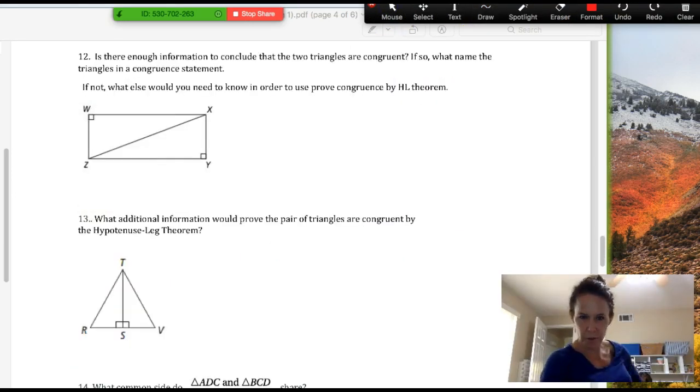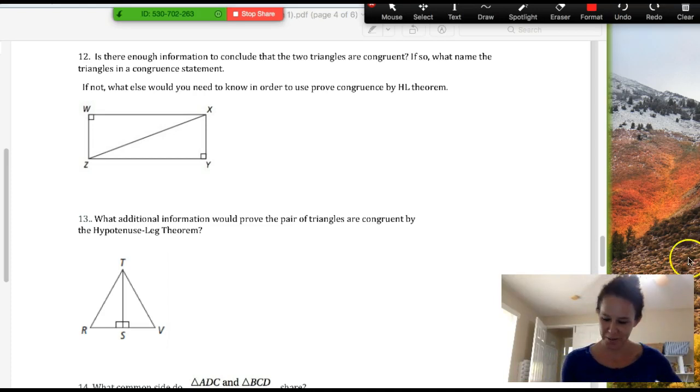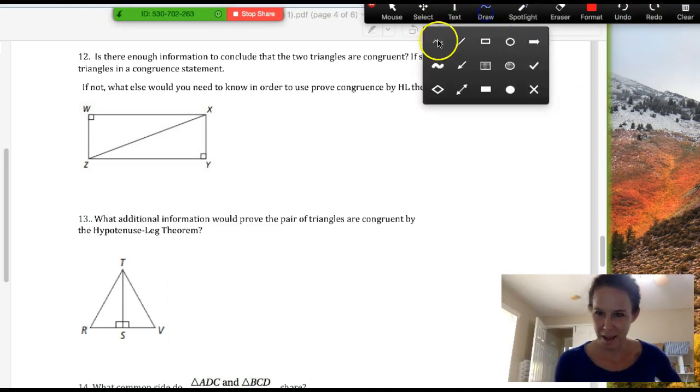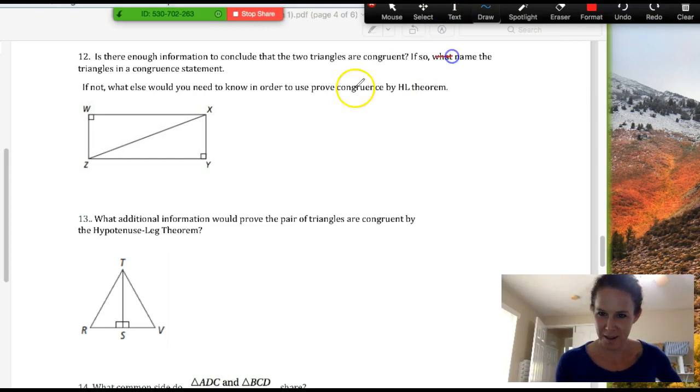All right, is there enough information to conclude that the two triangles are congruent? If so, name the triangles in a congruent statement. And if not, what else would you need to know in order to prove congruence by the HL theorem?